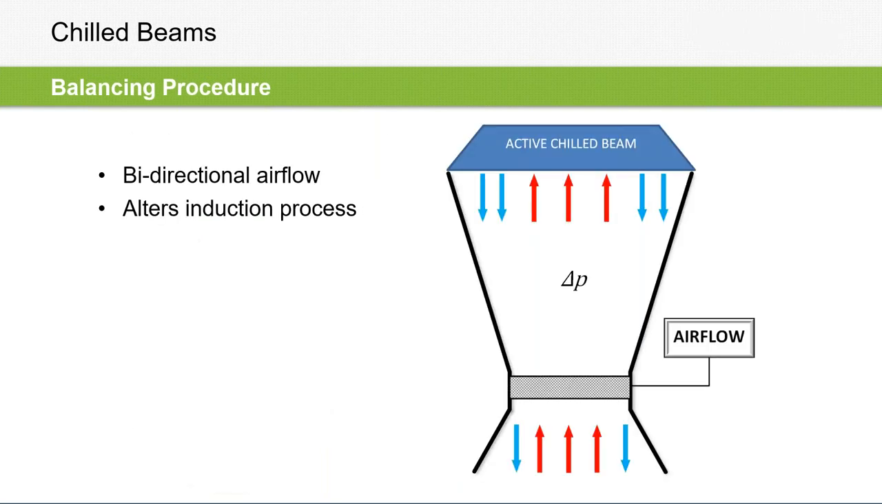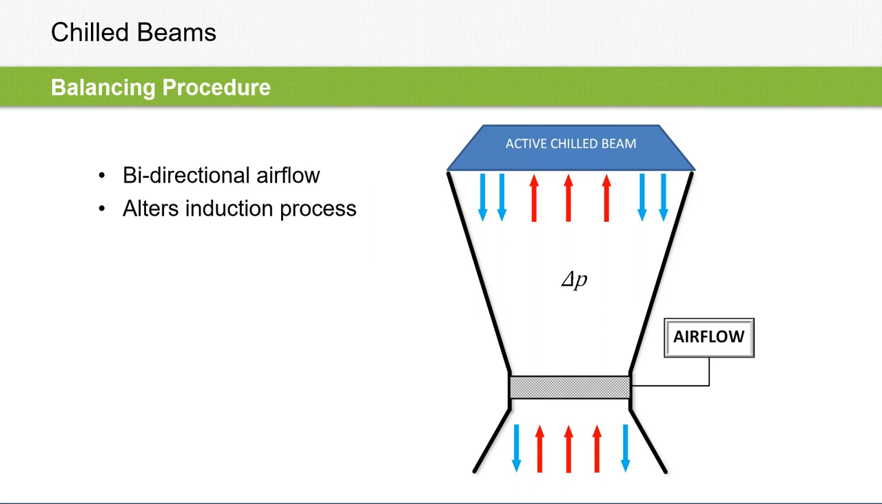And the second issue that we see is you actually have bidirectional airflow in what you're trying to read. So you have some air coming downwards and upwards, and now you're going to have some turbulence in the area where you're trying to read that pressure differential on that flow sensor. So you're not going to get a very consistent or accurate reading. So we typically avoid using flow hoods to try to balance chilled beams.